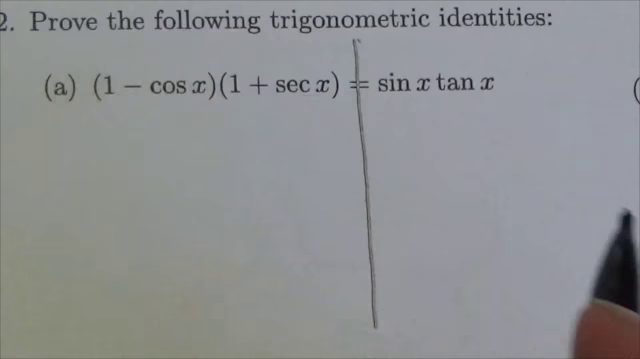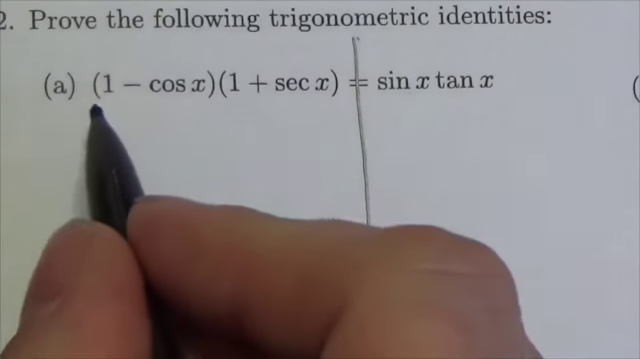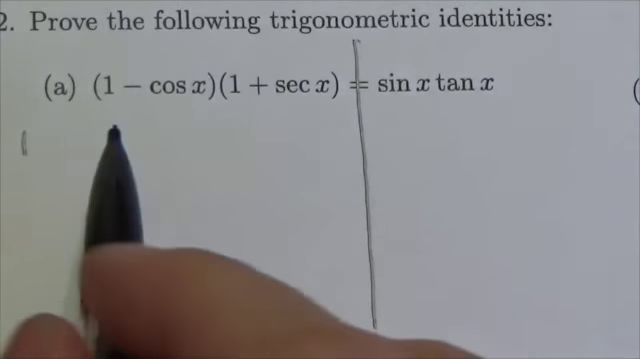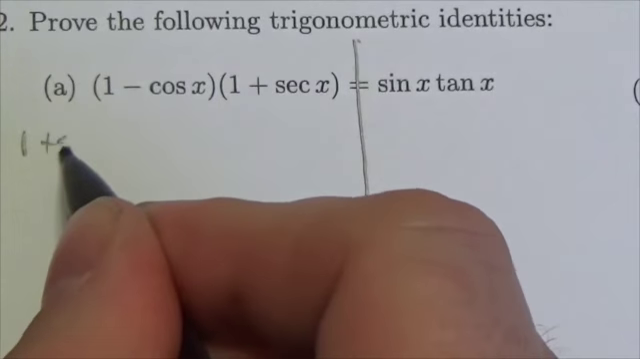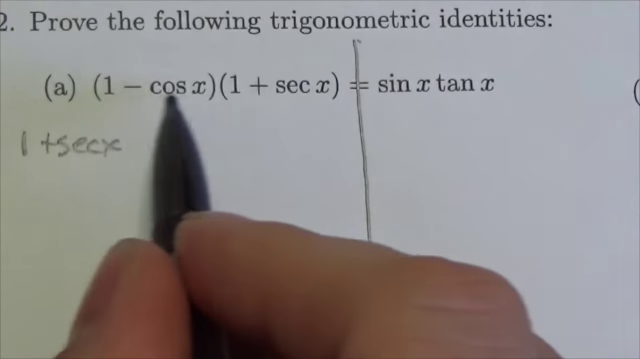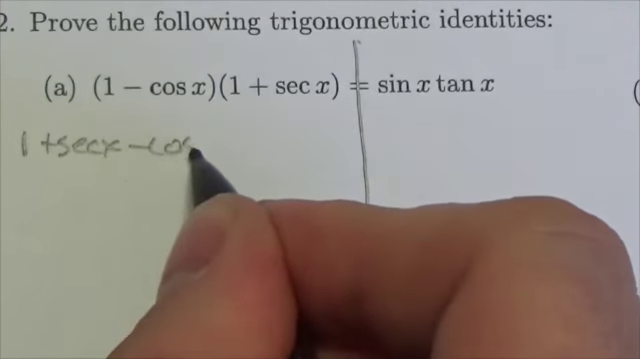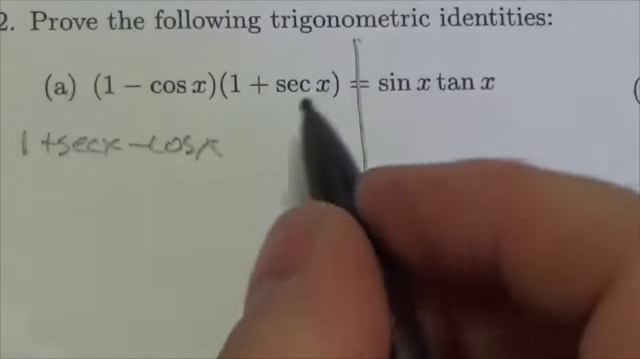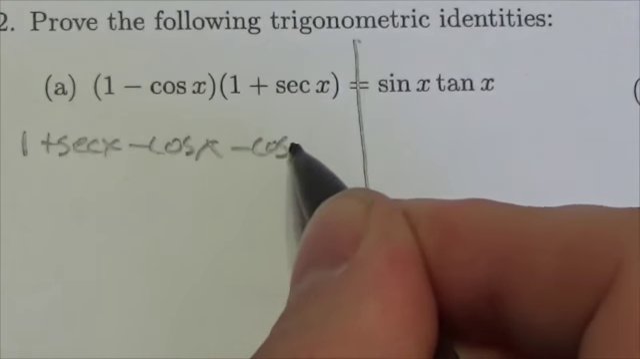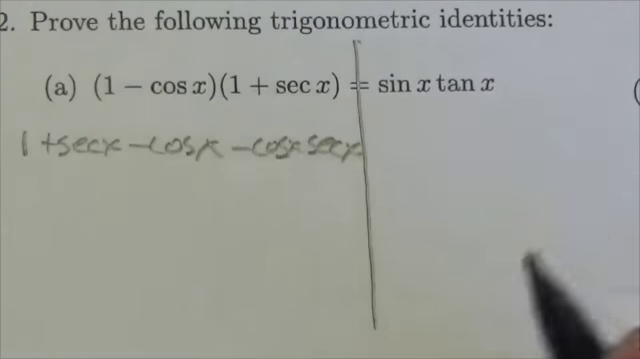I've got two binomials multiplied together. I'm just going to expand that out here. So 1 times 1, 1. 1 times secant is just going to be secant. Negative cosine times 1, negative cosine. Negative cosine times secant is going to be negative cosine x secant x.